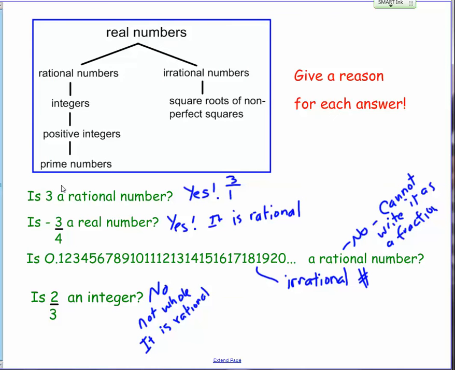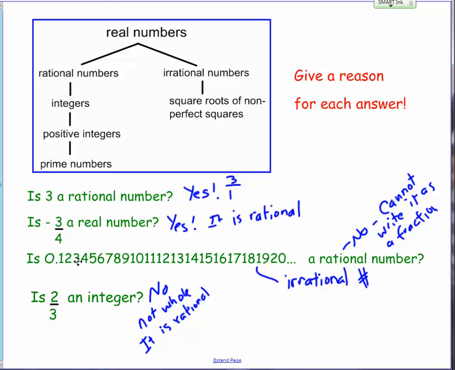All right, then I asked you some questions about these. You had to give reasons for each. Is 3 a rational number? So if you look here, 3 is an integer. It's a positive integer. It's also a prime number. All of those are under rationals, and I could just put it over 1 to prove it can be written as a fraction. Is negative 3/4 a real number? Yes, it is a negative fraction. So it's definitely a rational number, and all rationals are real.